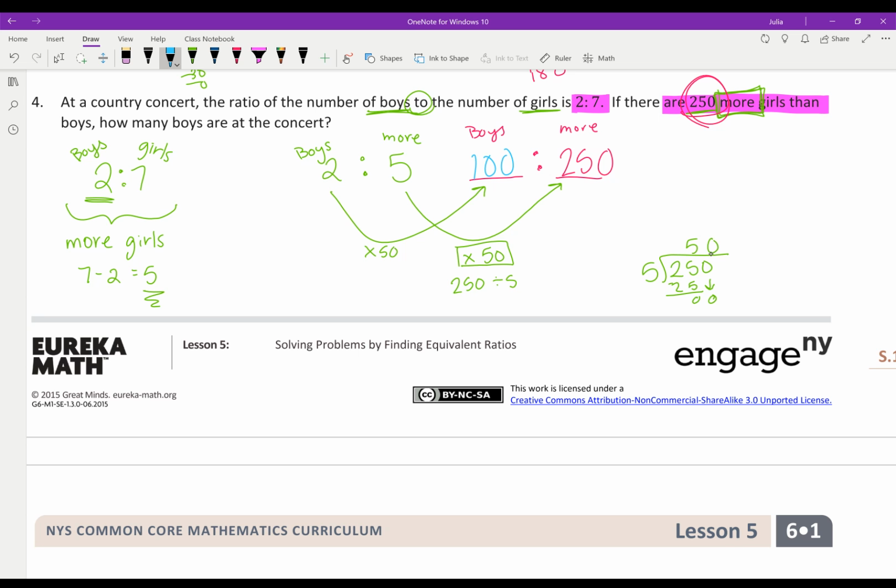So that means that there are 100 boys at the concert. And that would suffice as my answer because it only asks for how many boys there are. And that's number 4.